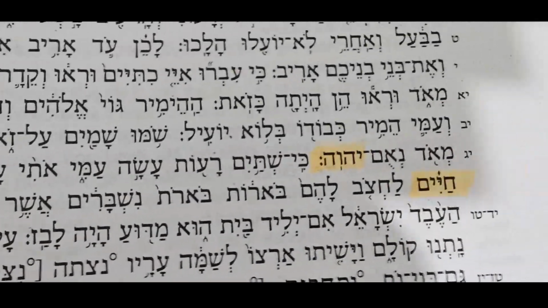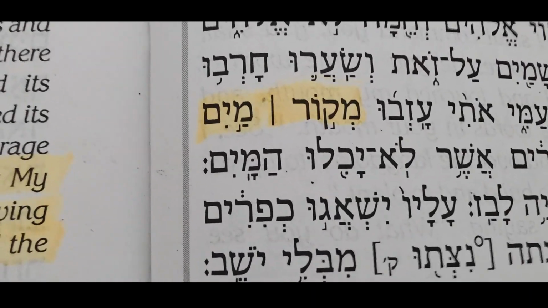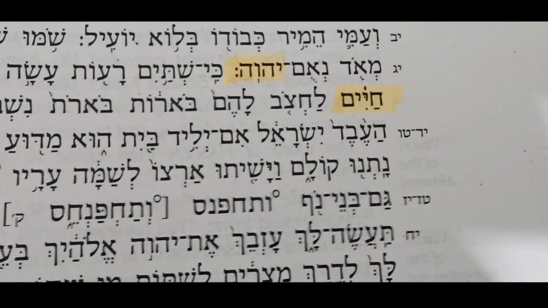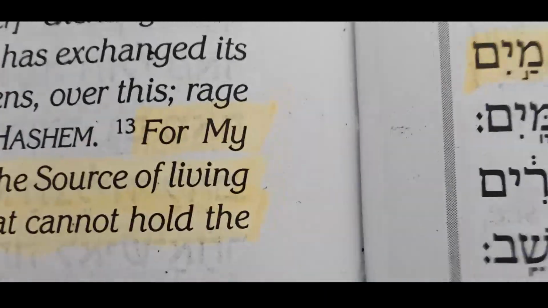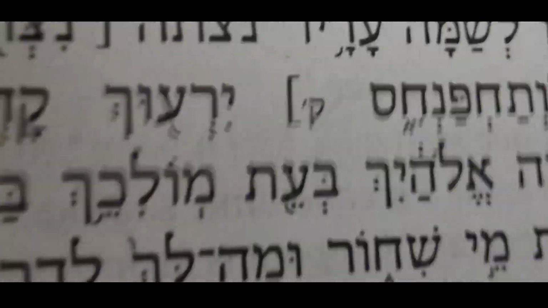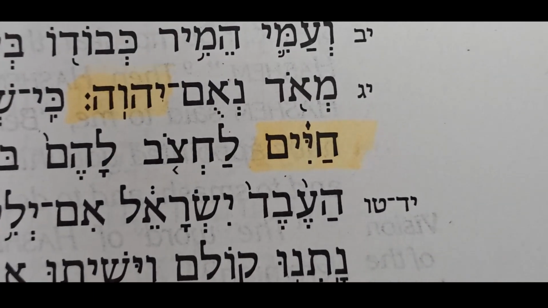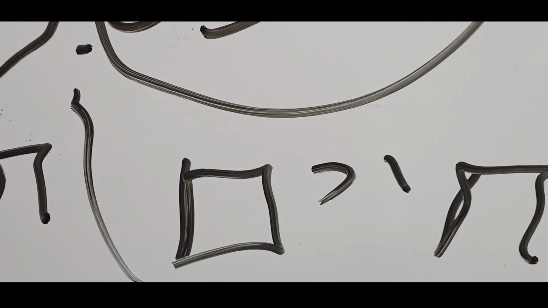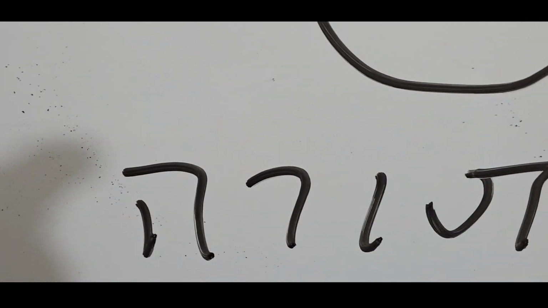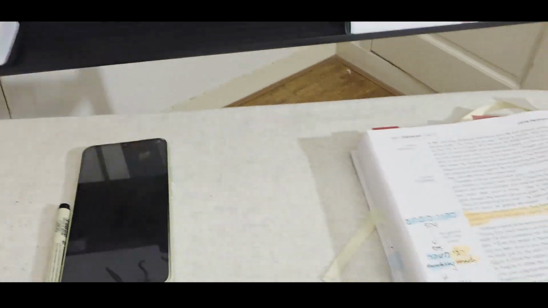Here we go. Makor, Mayim, Chaim. Makor being the source of living waters. You can check it. Mayim, Chaim. See? Chaim. So, of life, Torah of life, right? L'chaim.